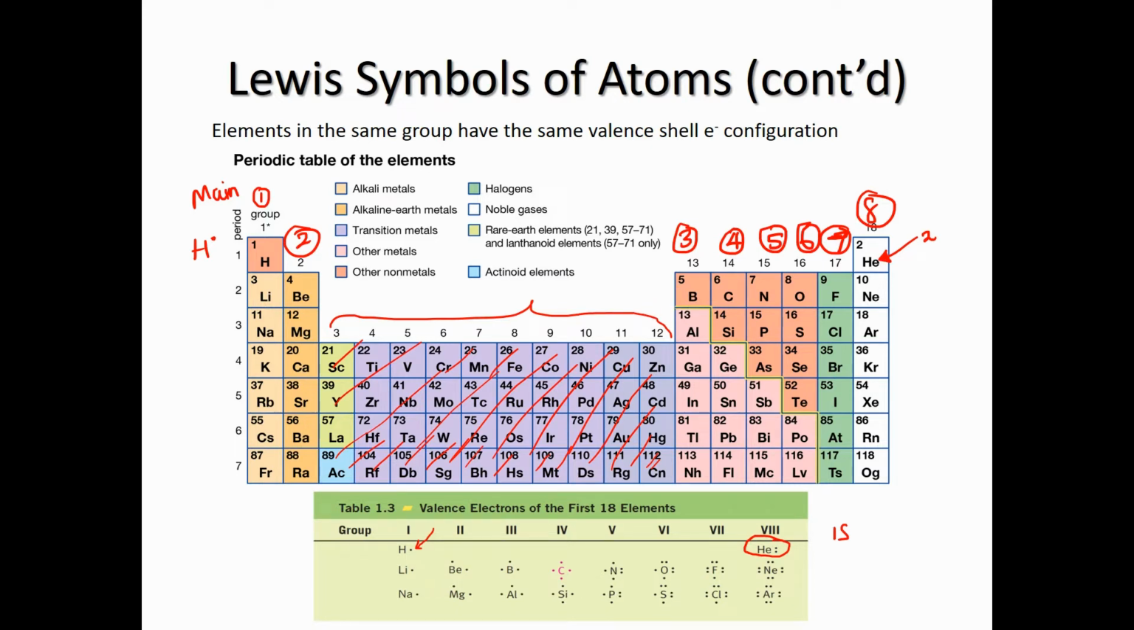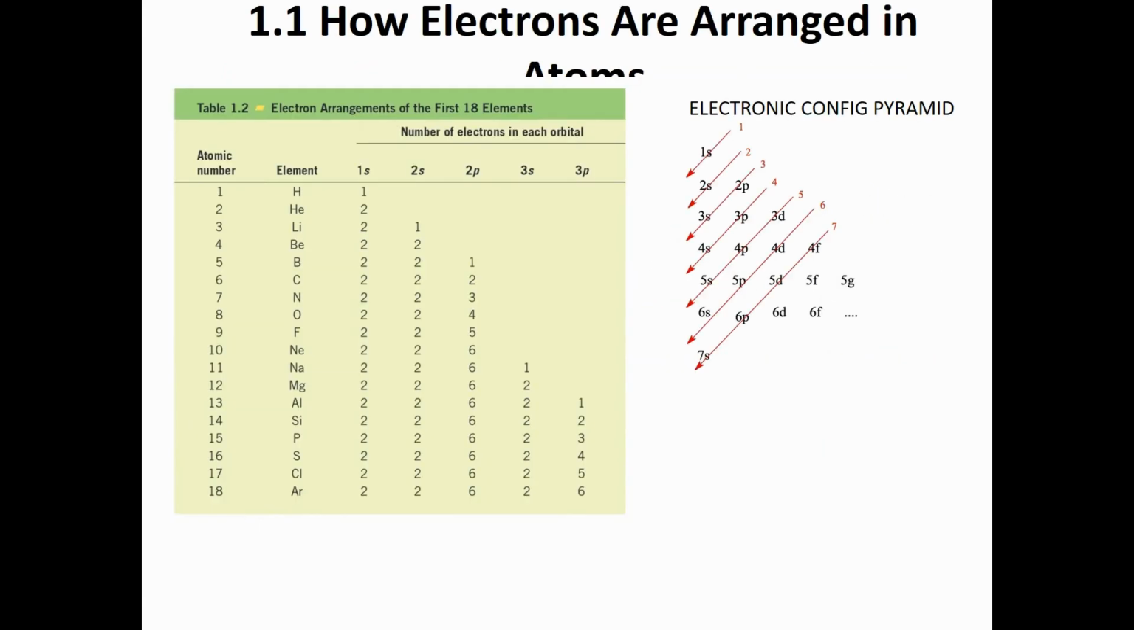Because I don't need it in my class that much. So helium has atomic number 2. Okay, let's go back. Hydrogen has atomic number 1, so the electronic configuration will be 1s1. Helium has atomic number 2, so it will be 1s2.